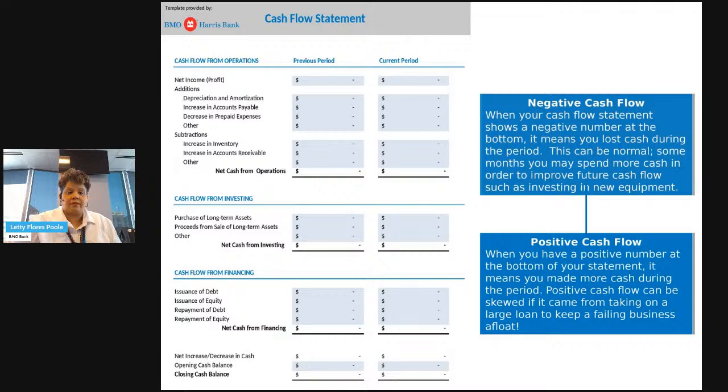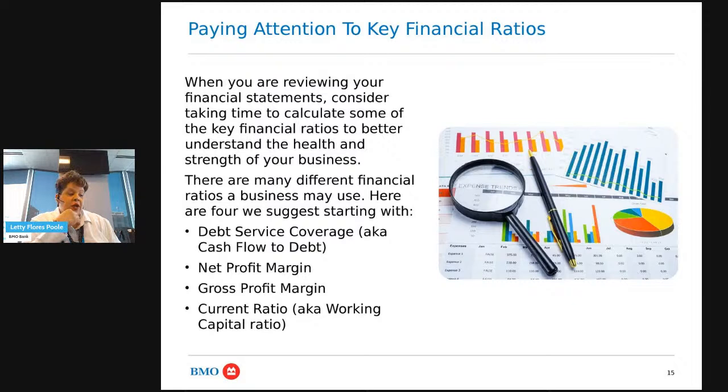So, paying attention to key financial ratios. Now we're going to go into a few key financial ratios, but all the information that we discussed helps you understand what we're going to discuss next with these financial terms. When you're reviewing your financial statements, consider taking time to calculate some of the key financial ratios to better understand the health and the strength of your business. There are many different financial ratios a business may use.